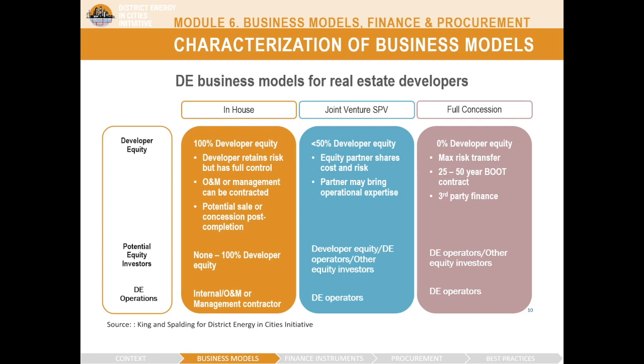District energy business models for real estate developers. Three common business models for real estate developers in district energy are in-house, joint venture, and full concession models.